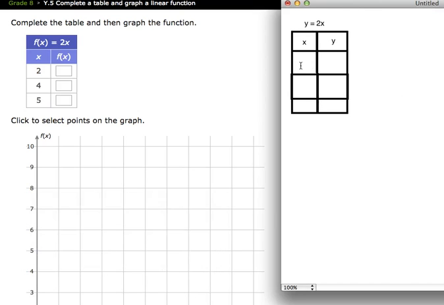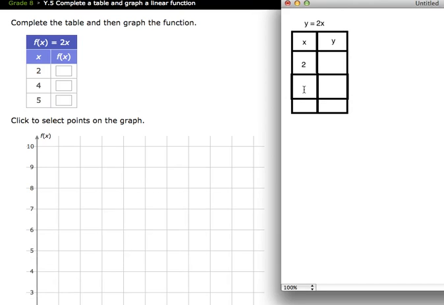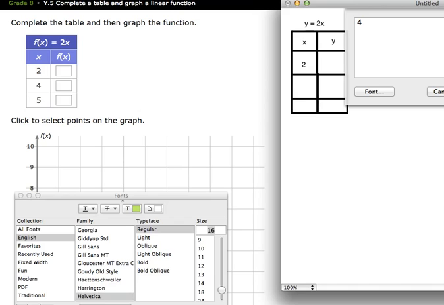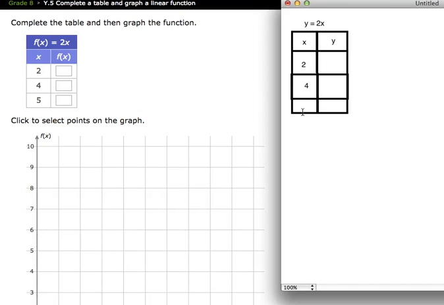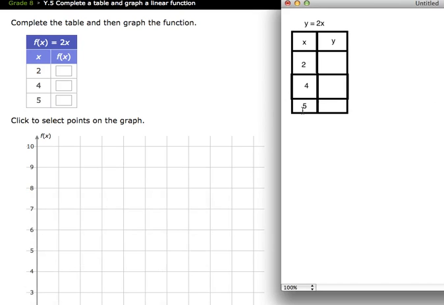And then it tells me that here x is 2, here x is 4, and here x is 5. Okay, so your first job is filling in these 3 boxes here. So if you know that y equals 2x, that means you take this number here from the x column and you put it in this spot here.